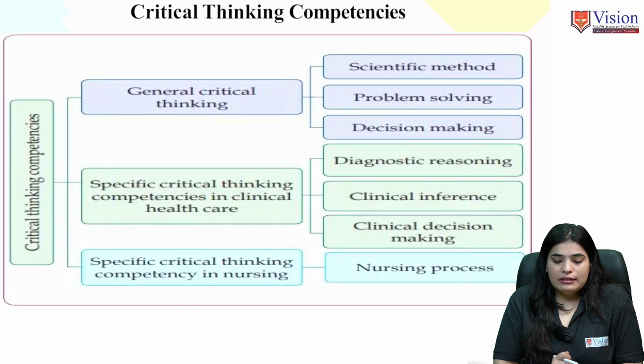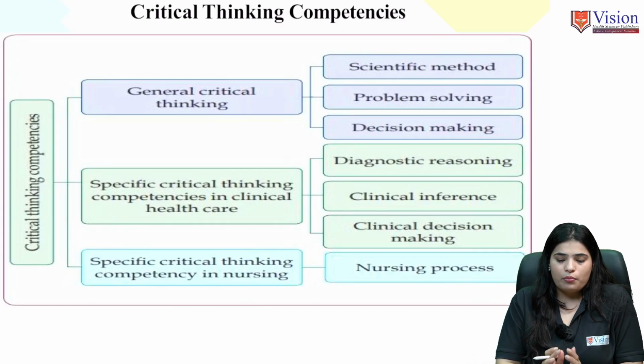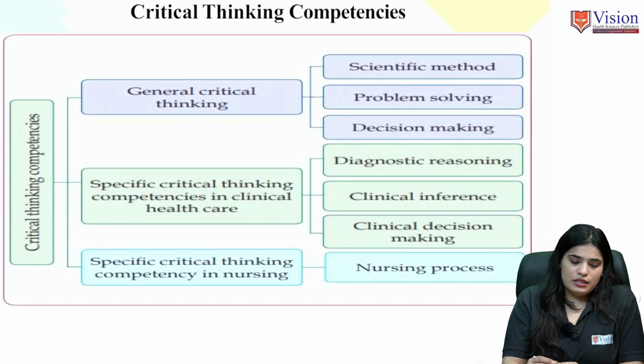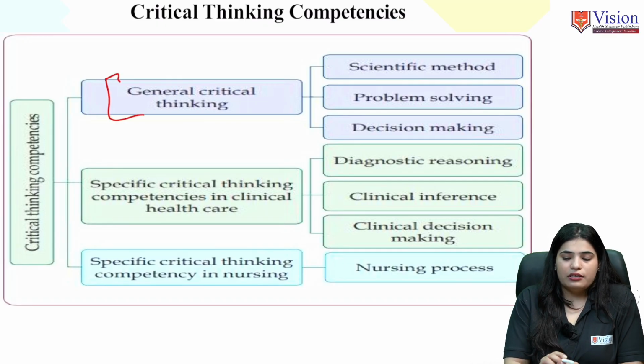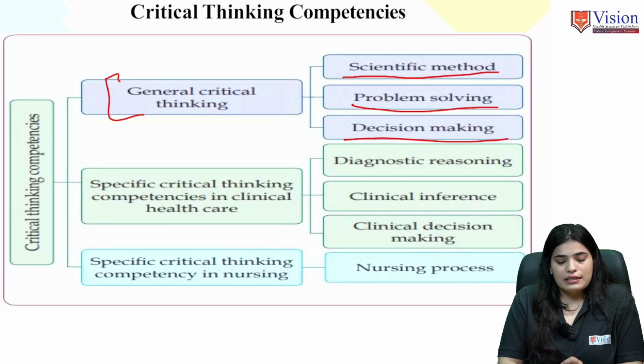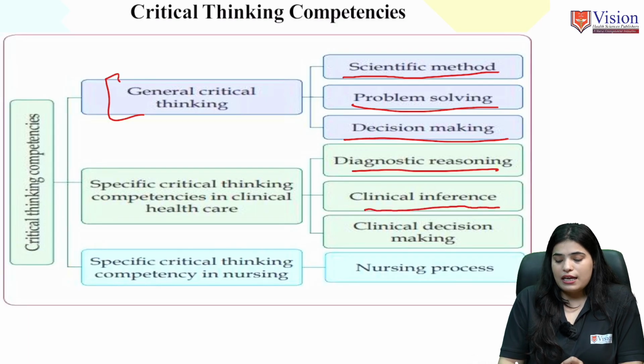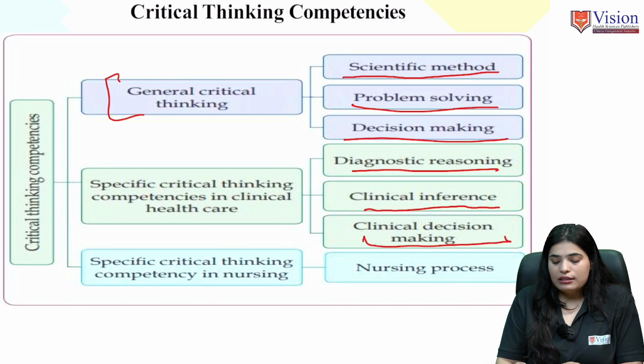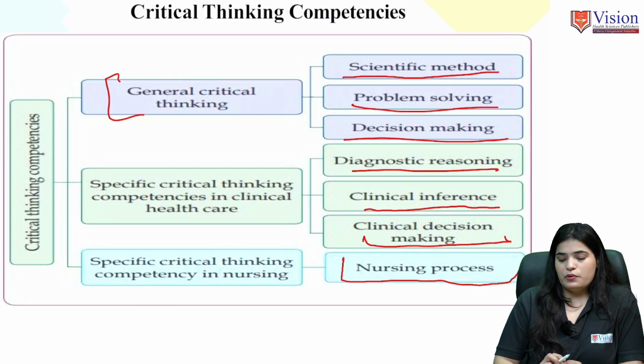Okay, so critical thinking competences, what kind of competences should you have? First one is general critical thinking. And what should you have? There should be scientific methods for that, problem solving and decision making. Next is specific critical thinking, competences in clinical healthcare: diagnostic reasoning, clinical inferences and clinical decision making are part of this. And the specific critical thinking includes the nursing process.